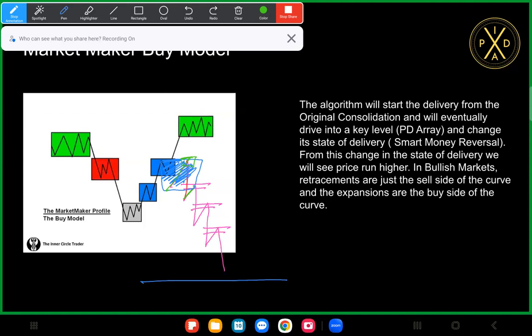Sorry, so I'm just reading the chat real quick. So Nasri was saying from the drawing, the incomplete market maker buy model is a half market maker sell model.